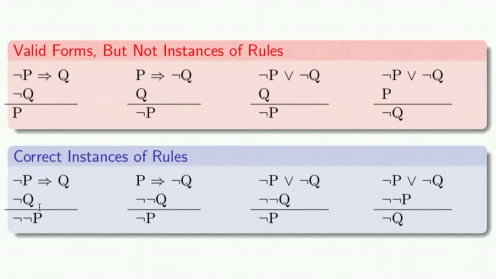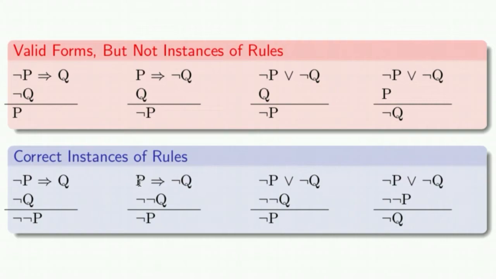So the correct instance of the rule would be from not P arrow Q and not Q, you could derive not P. You're not allowed to directly go from those two premises to P itself. That's not what the rule says. Let's take a look at the second example here.